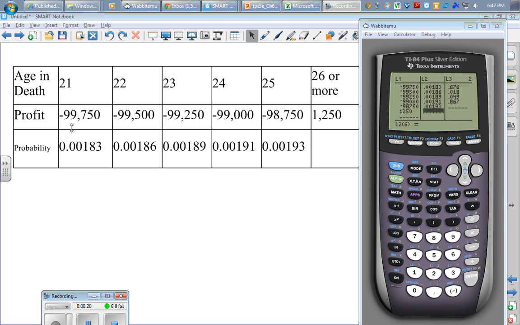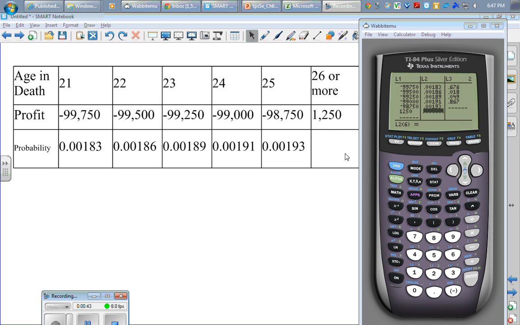So if they die at age 21, I ended up losing $99,750. Cost me $100,000, but I made $250. Here I made another 250, another 250, another 250, another 250. And after they get to age 26, then they no longer get any money for dying, so I keep all 1250. Here are the probabilities according to that problem.